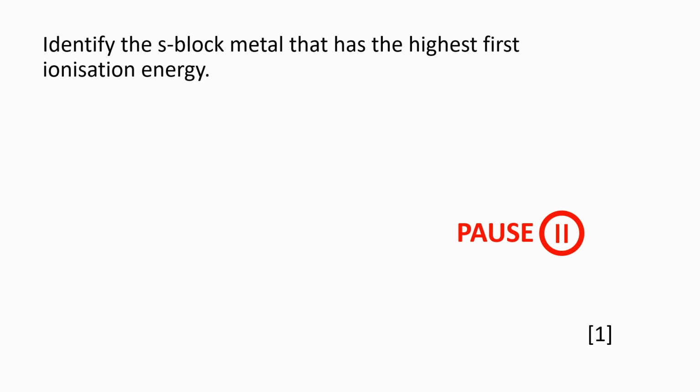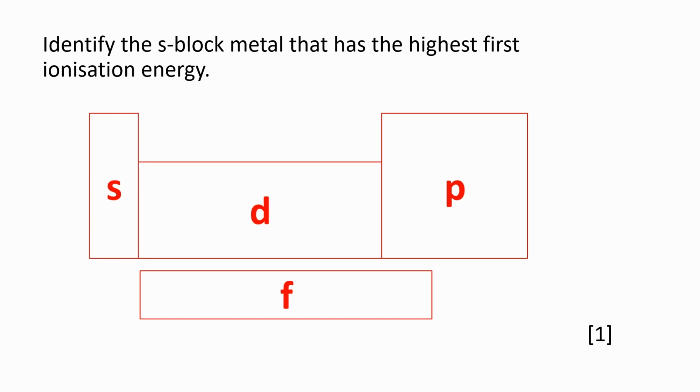Here's the question. The diagram represents the modern periodic table. The table is divided into blocks. The outermost electron of all atoms of elements that belong in the S block exist in an S subshell. The outermost electron of all atoms of elements that belong in the P block exist in a P subshell, and so on.